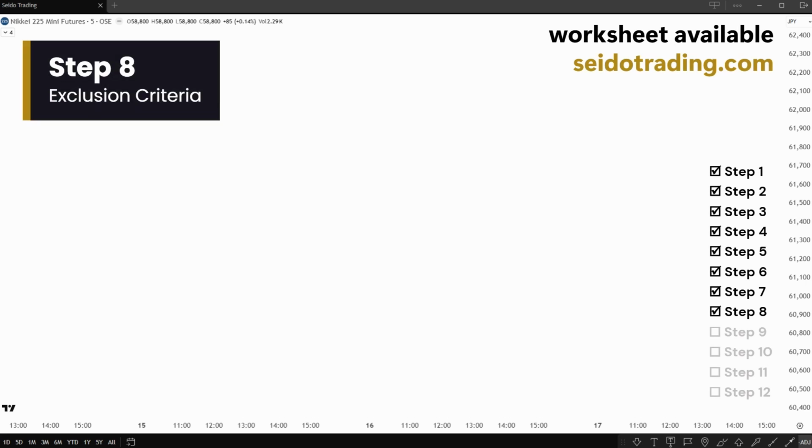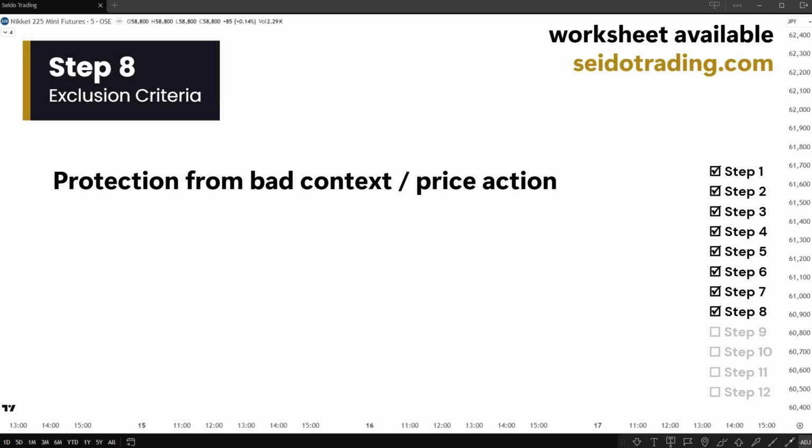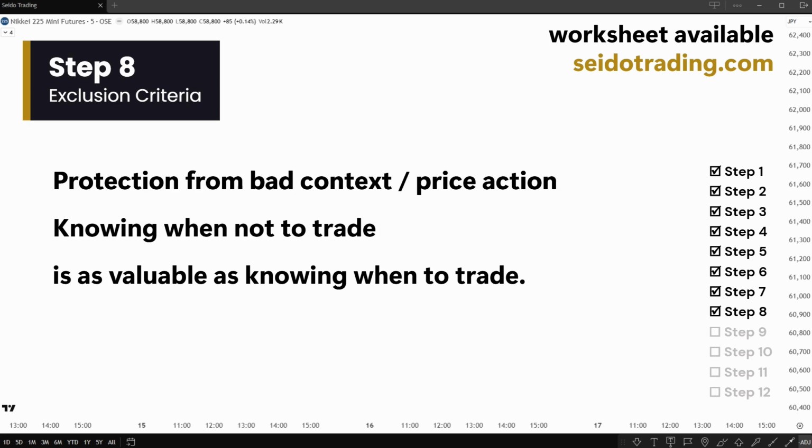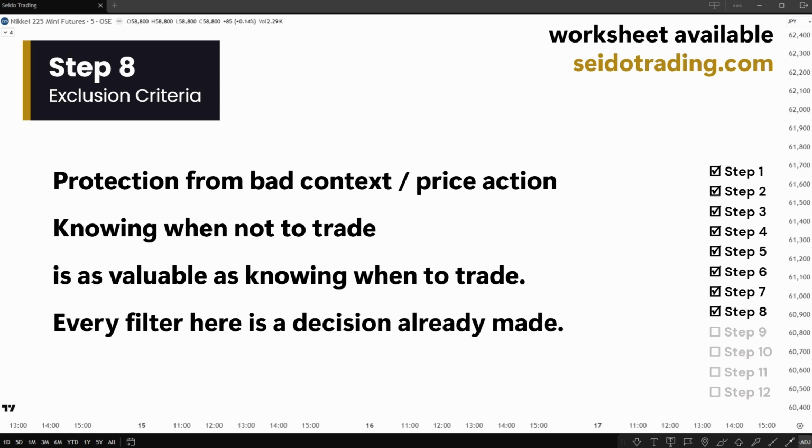Step 8, exclusion criteria. These are the filters that protect your strategy from low-quality versions of itself. Define specifically what disqualifies a setup. Higher time frame conditions, time of day restrictions, price action characteristics that suggest the setup is not valid. Every condition you add here is a decision you've already made in advance, which means it is a decision you do not have to make under pressure in a live market.